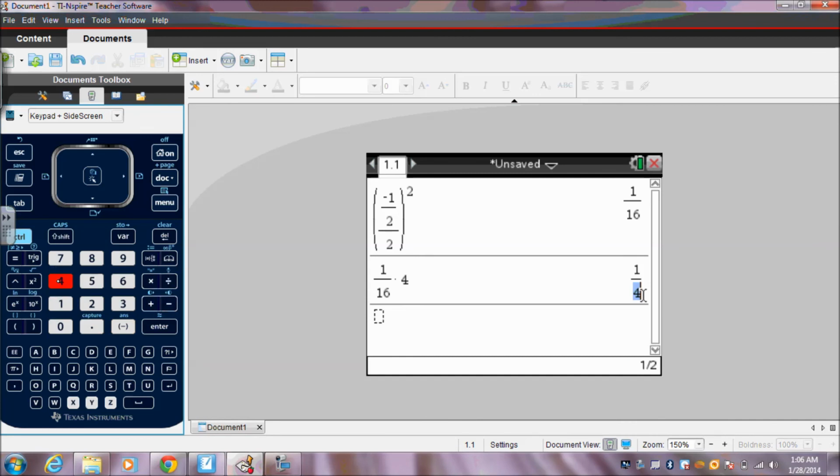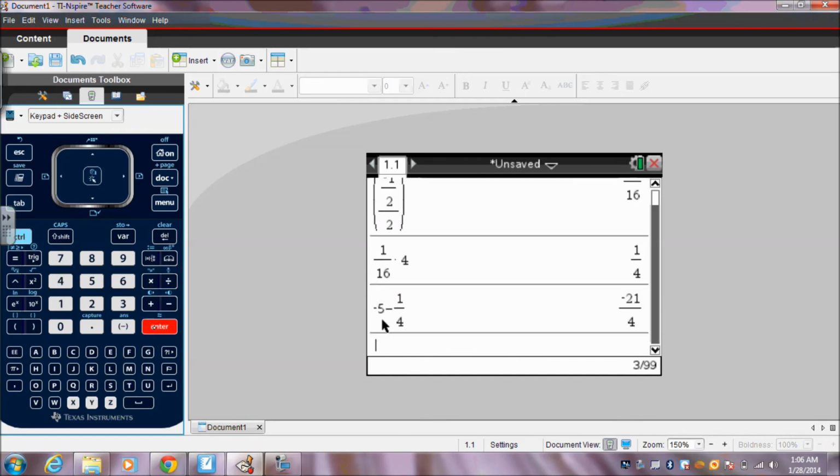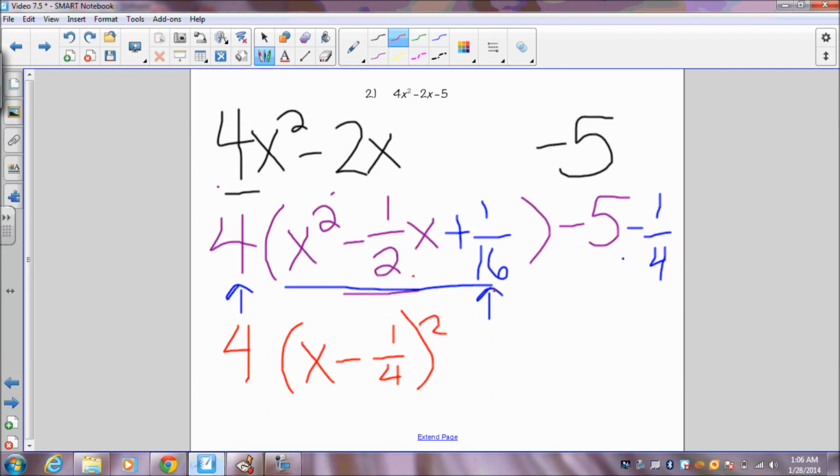Again, you should be able to do this without an issue by just getting a common denominator of 4, and then figuring out that -5 is -20 over 4. Subtract another 1/4, and that's how you get your -21 over 4. So this will end up becoming minus 21 over 4, and I've completed the square.